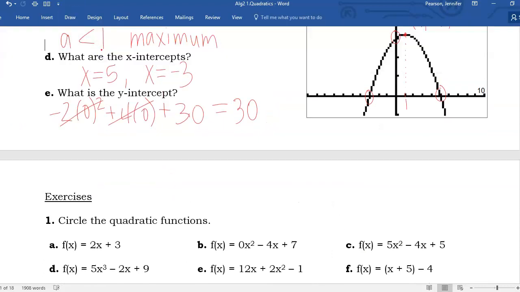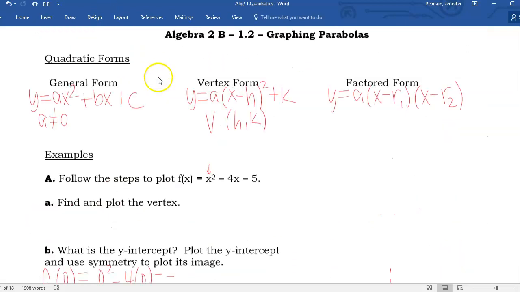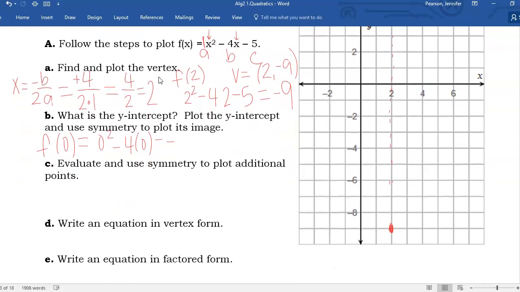Where'd he go? There he is. I'm having some troubles today. This board just doesn't want to hang out with me.